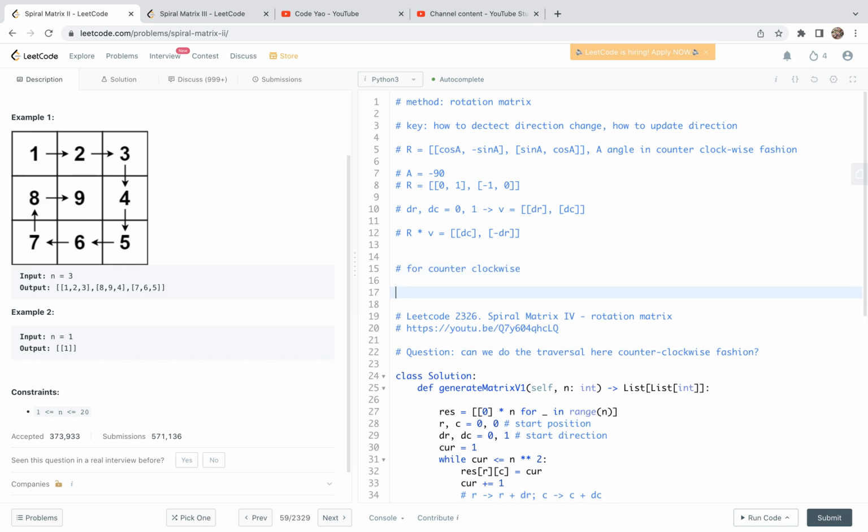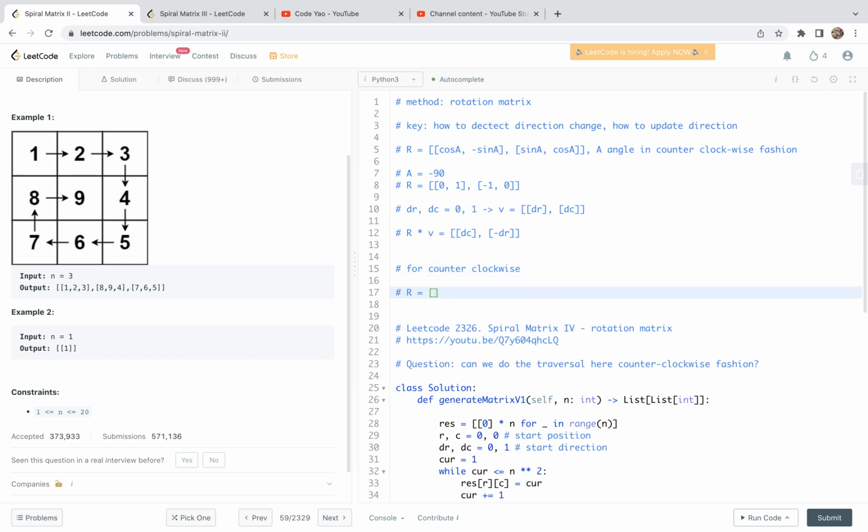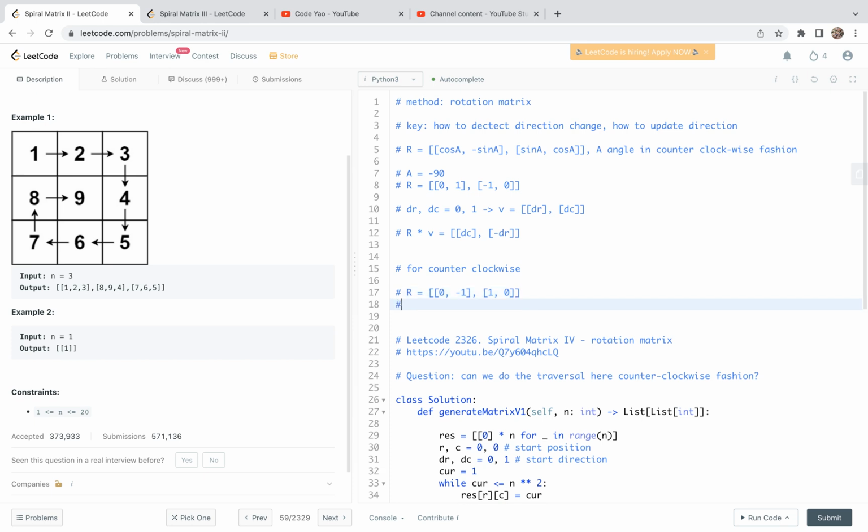So let me write here for counterclockwise. The rotation matrix R equals, cosine 90 is 0 and sine positive 90 is 1, so negative sine A is negative 1, sine A is 1, and cosine A is 0 still. Then we do the matrix multiplication, R times V. This row 0, negative 1 times this column gives us negative dc, and this row times this column will get dr, corresponding to taking the first element in this V vector. So this is the update rule for the direction.